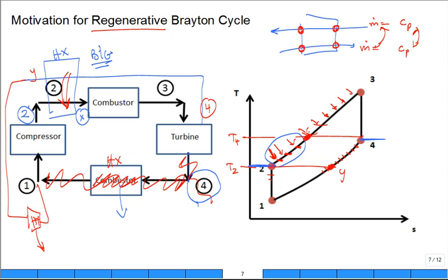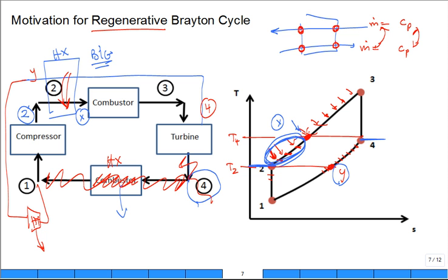So this is the maximum temperature that you can get for state X, right? They call that state X. And this is the minimum temperature for state Y. So that's the idea. All of this heating was performed using not the expensive fuel in the combustor, but heat inside the cycle. Do you think it'll improve performance?